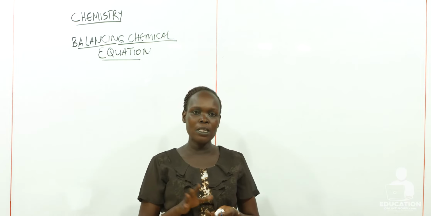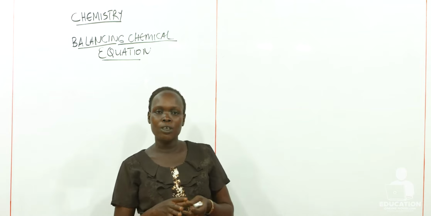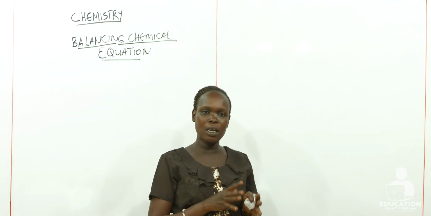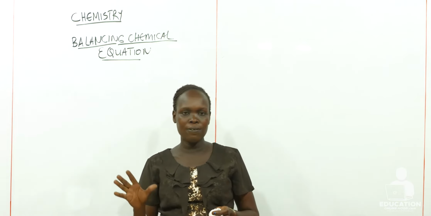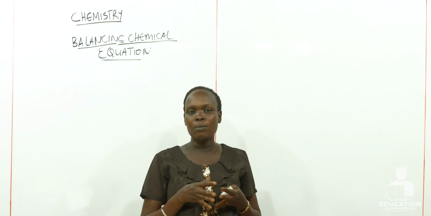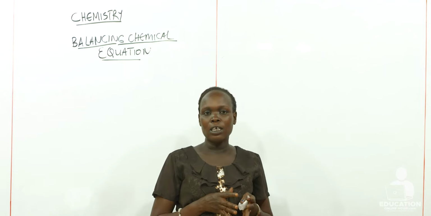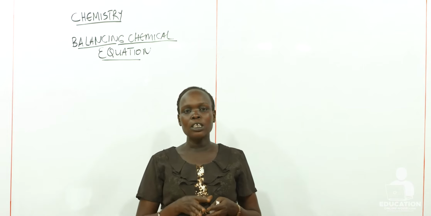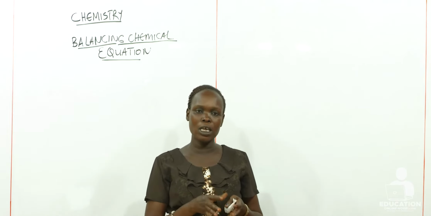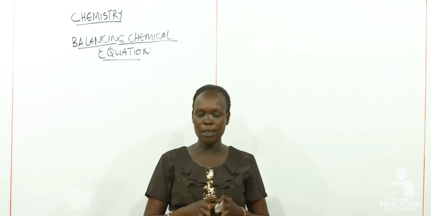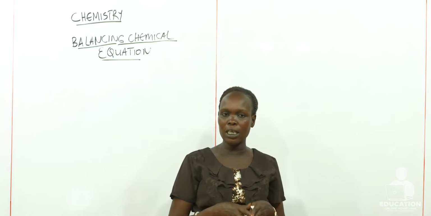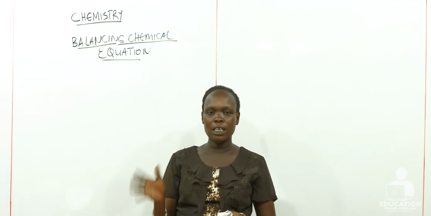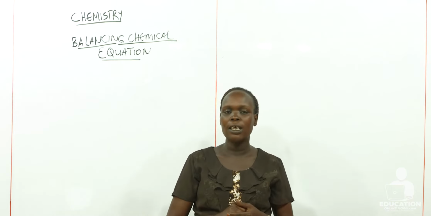So this is usually represented by a law, the conservation of mass or conservation of matter. So it means if you have the same atoms at the right hand side, you should have the same atoms at the left hand side. If in case you have more atoms at the left hand side and fewer atoms at the right hand side, then it means that there are atoms that have been destroyed in the middle. So this is unacceptable. You need to have the same atoms and the same mass at the right hand side as at the left hand side.